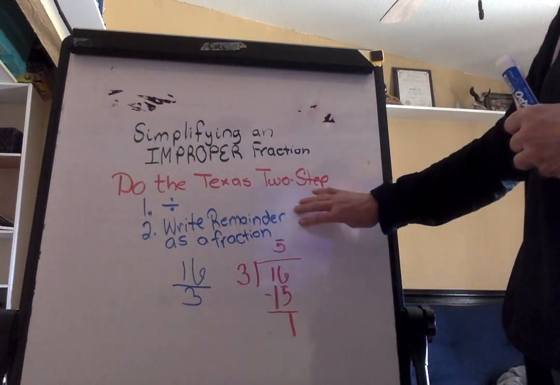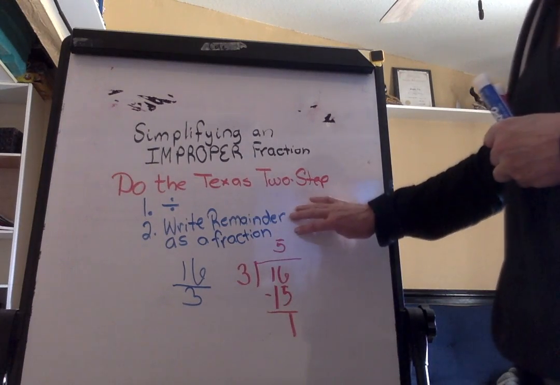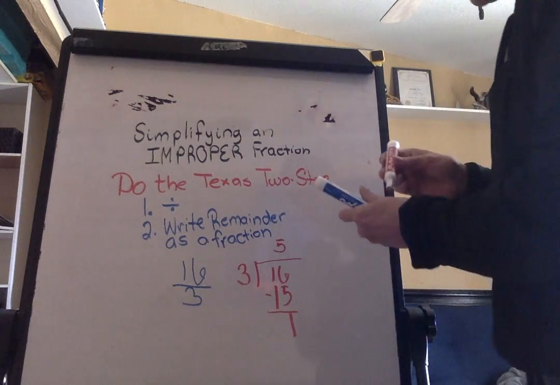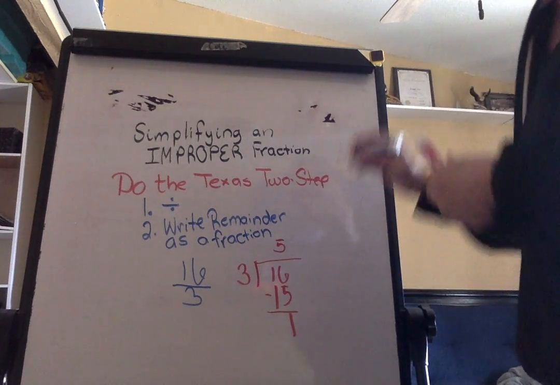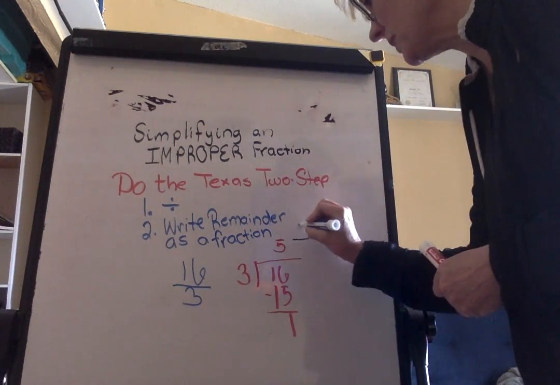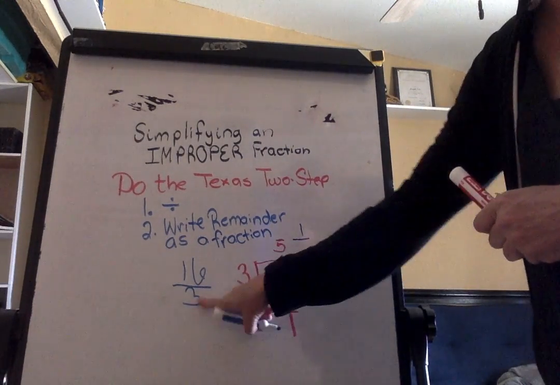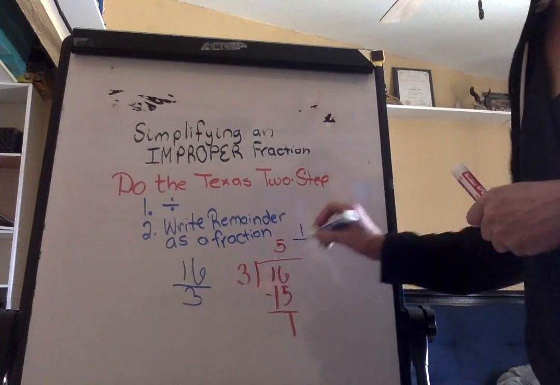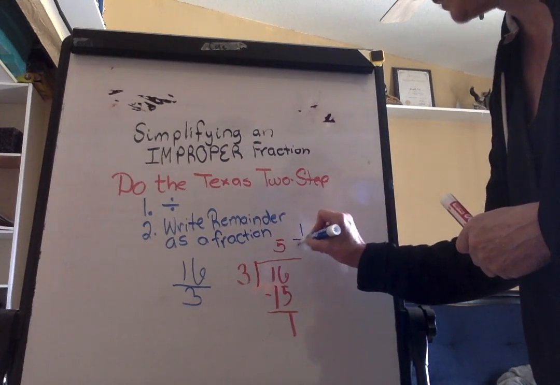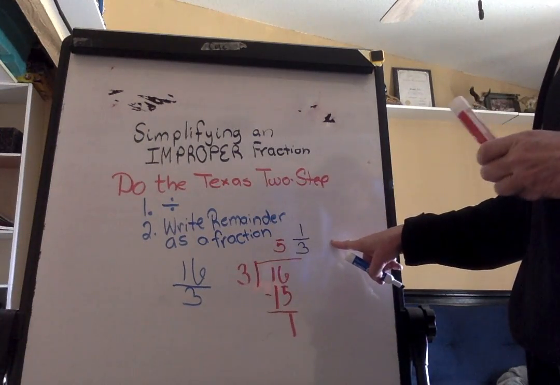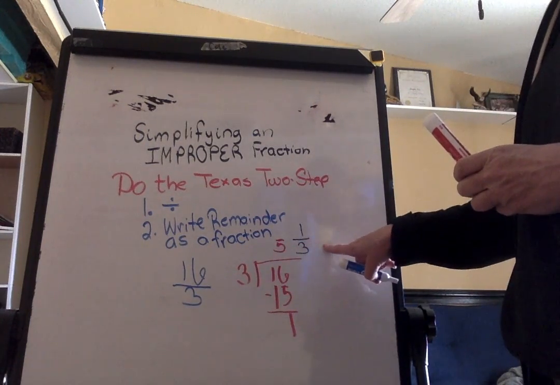The second step of the Texas two-step is to write the remainder as a fraction. So my remainder is 1. So I'm going to come up here and I'm going to put that as my numerator of my fraction. And I'm going to put it over the denominator because our denominator will always stay 3 in this way of simplifying. So 16/3 is equivalent to 5 1/3. This is in simplest form.